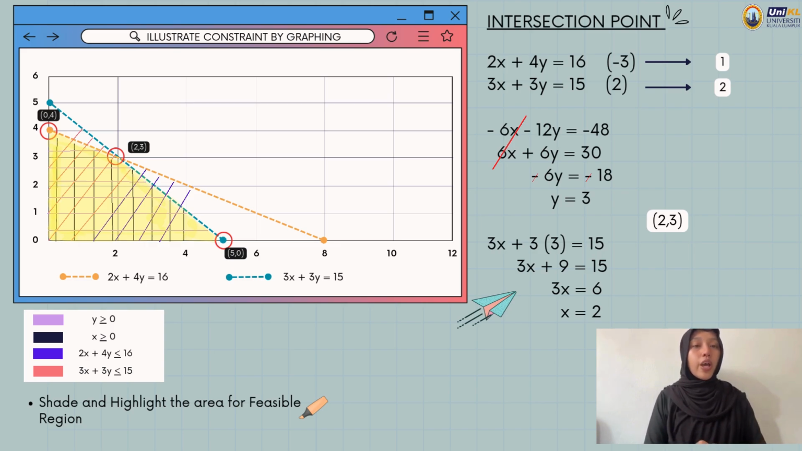We are solving the system 2x plus 4y equals 16 and 3x plus 3y equals 15. We solve it by elimination. Multiply the second equation to align the coefficients. Then subtract and solve for y equals 3, and substitute back to find x equals 2. So the intersection point is x equals 2 and y equals 3, which lies within our feasible region. This point, along with the others like 0, 4 and 5, 0, and any corner point of the shaded region, will be evaluated in the next step to find the optimal solution. Remember, the feasible region is where all the conditions are true at once, and that's the area where our solution lies.